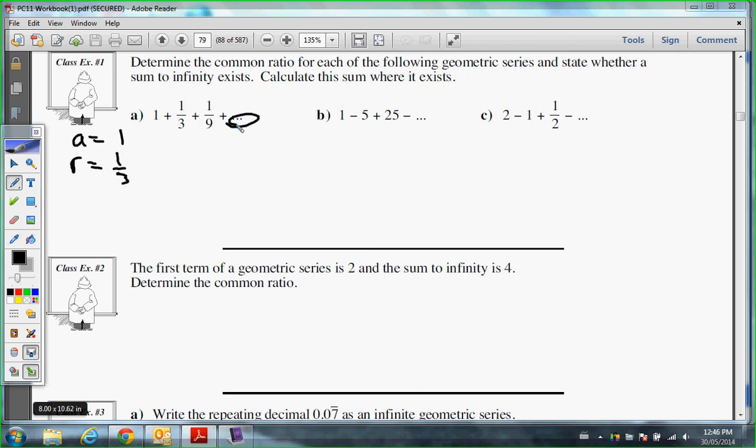Remember, these three dots mean it goes on forever, so it's an infinite series. So what we're going to do is A over 1 minus R, and that'll give us our answer. 1 minus 1/3 is 2/3. 1 over 2/3 equals 3/2. So the sum of that series is 3/2.